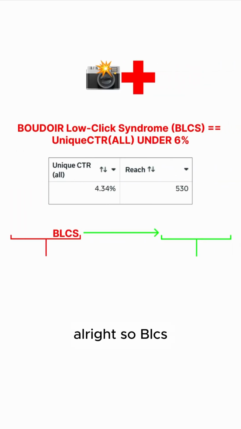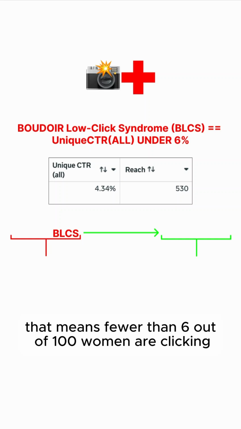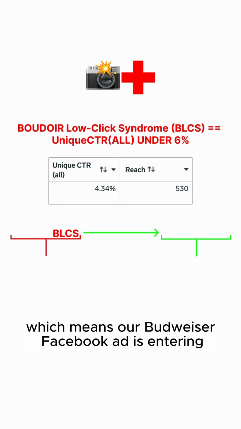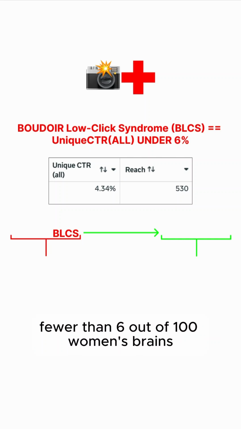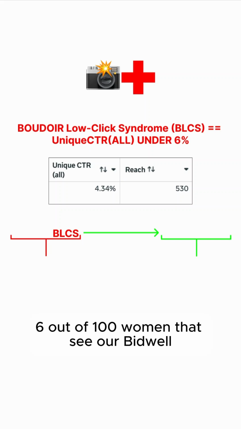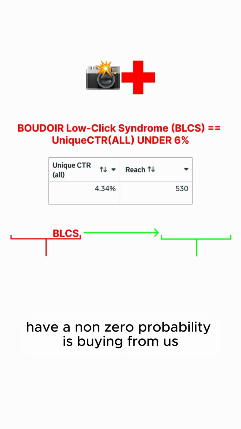All right, so BLCS, Boudoir low click syndrome, is when the unique CTR of our Boudoir Facebook ad is under 6%. That means fewer than 6 out of 100 women are clicking somewhere on our Boudoir Facebook ad, which means our ad is entering fewer than 6 out of 100 women's brains, which means fewer than 6 out of 100 women that see our ad have a non-zero probability of buying from us.